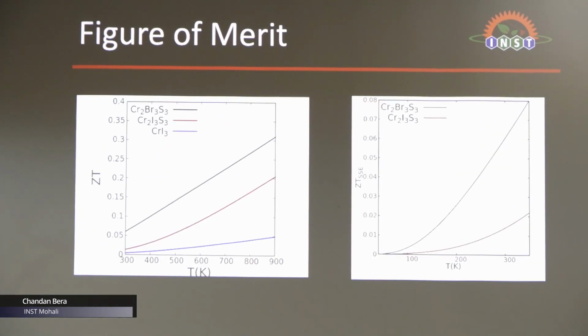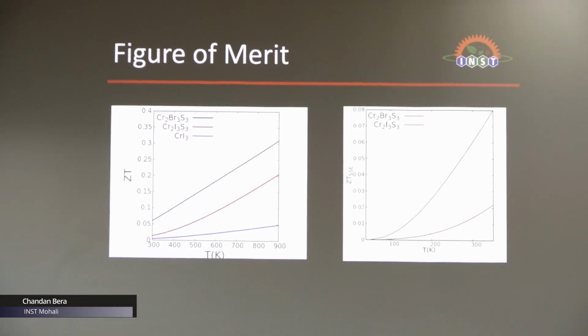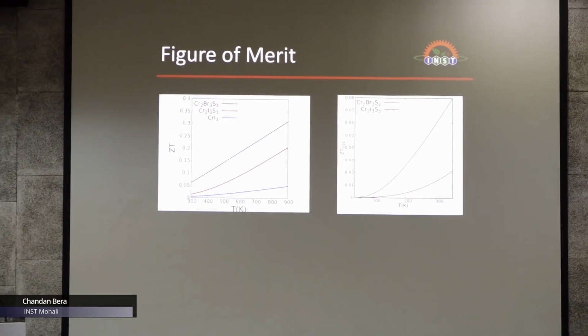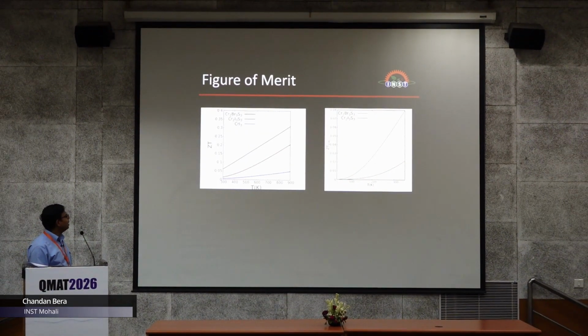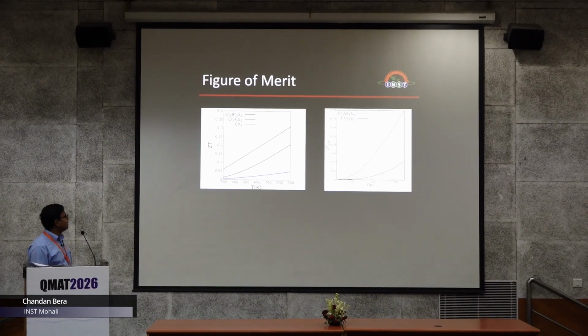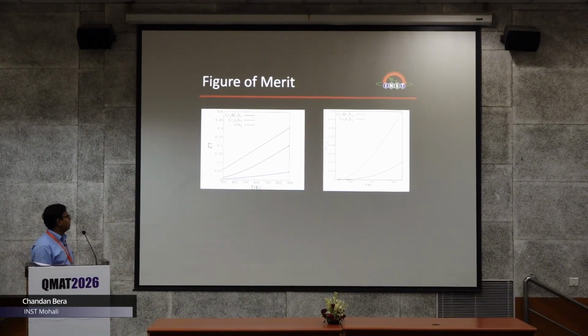Yeah. So the figure of merit for these three compounds we calculated; this is the conventional thermoelectric figure of merit, and this is the thermoelectric figure of merit induced by the spin Seebeck effect. The conventional figure of merit is comparatively low, around 0.2 at around 900 Kelvin, and the spin Seebeck effect also shows a very high figure of merit in these compounds, and it is higher in chromium bromide sulfide compared to chromium iodide sulfide.